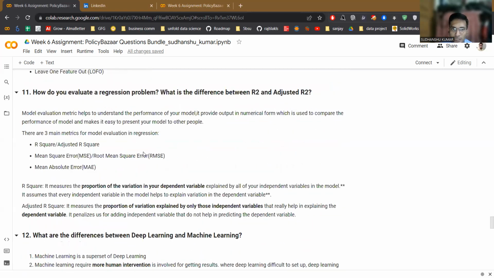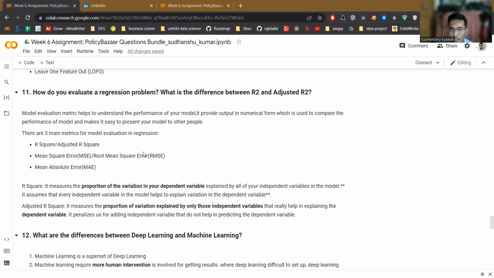How do you evaluate a regression problem? What is the difference between R2 and adjusted R2? In a regression problem, our output is numerical. Hence, for people who are not aware of machine learning algorithms, and when we have to show a comparative study between two models, you have to show their evaluation metrics like R square or adjusted R square, root mean square error, mean square error, or mean absolute error.